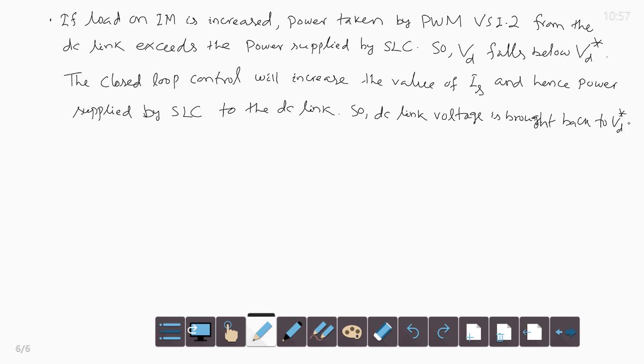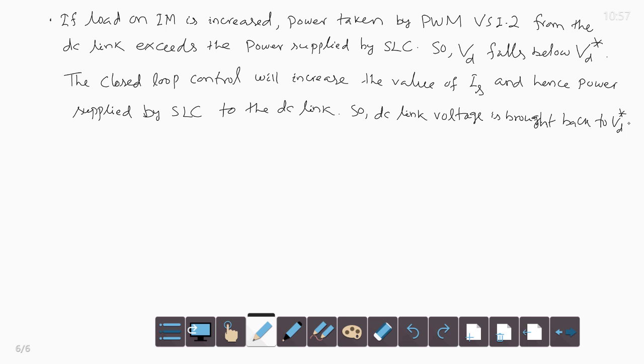so if load on the induction motor is increased, power taken by the VSI 2 from the DC link exceeds the power supplied by the synchronous link converter. So, as power input is less and power output is more, the DC link voltage VD falls below the reference value VD star, because energy is drawn from the capacitor. So, the closed loop control will increase the value of the supply current IS, and hence power supplied by the SLC to the DC link increases and DC link voltage is brought back to VD star reference value.